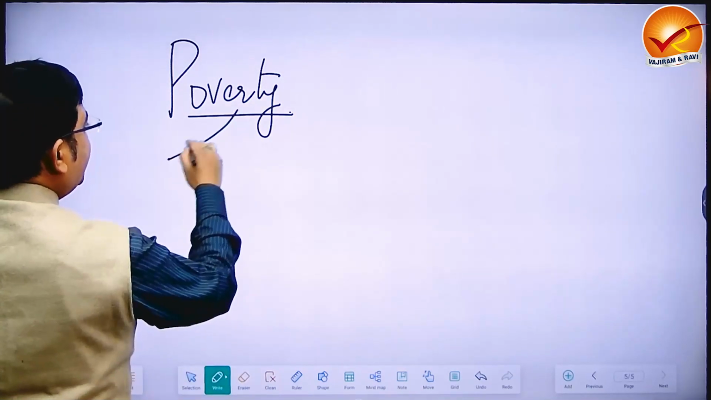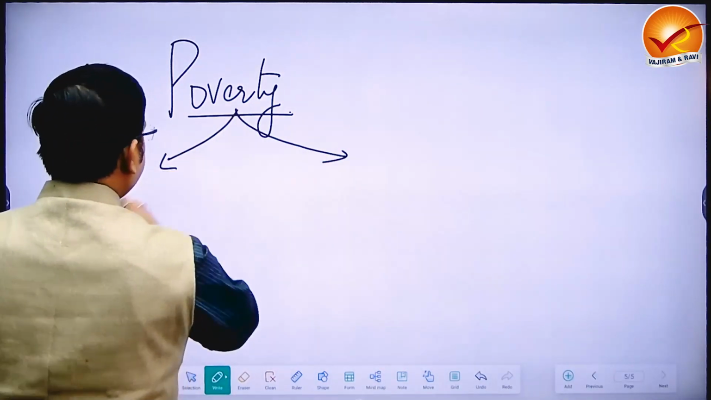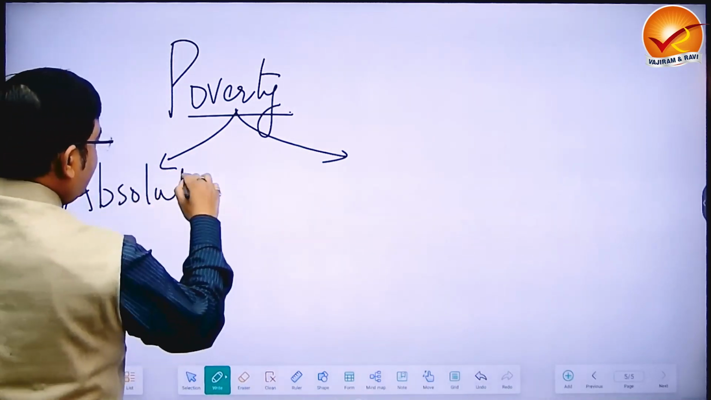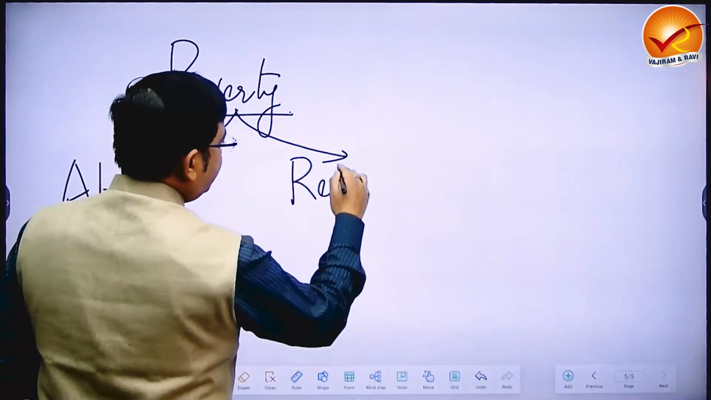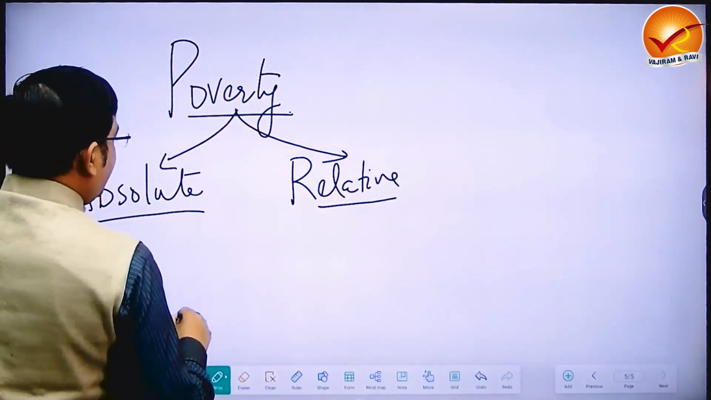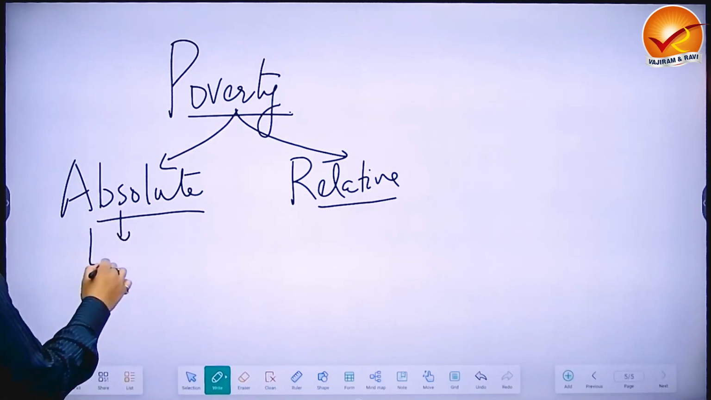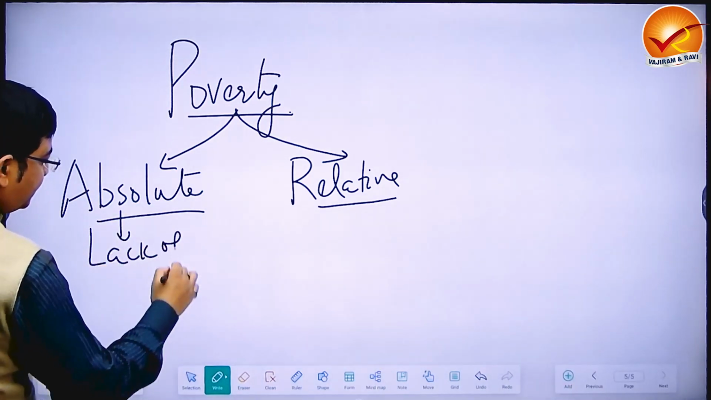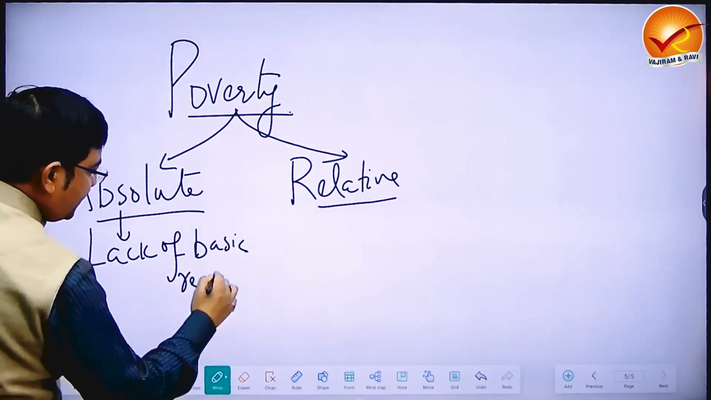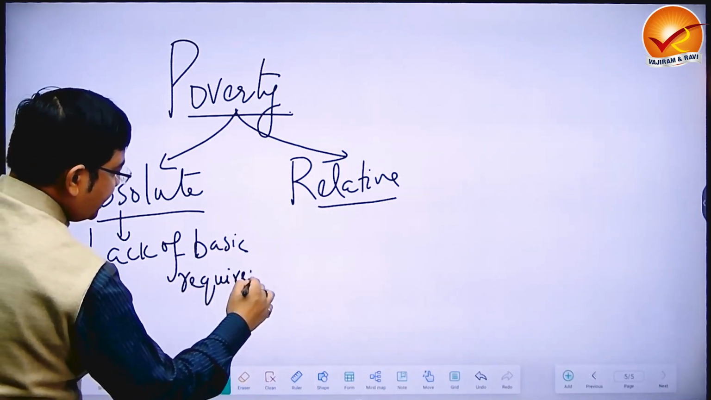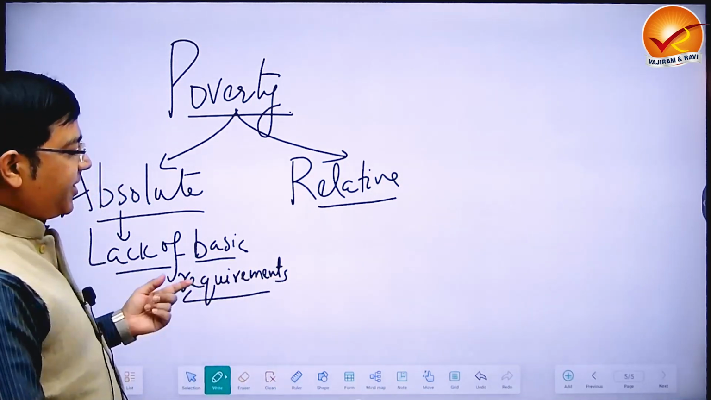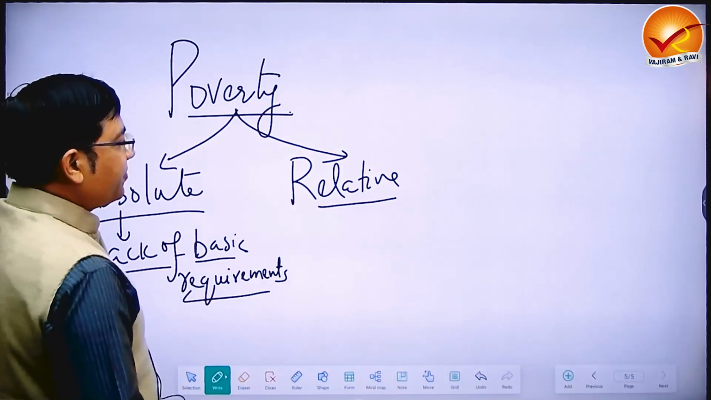Poverty itself can be of two types: absolute and relative. Absolute poverty means lack of basic requirements, something which will be done in more detail very soon.